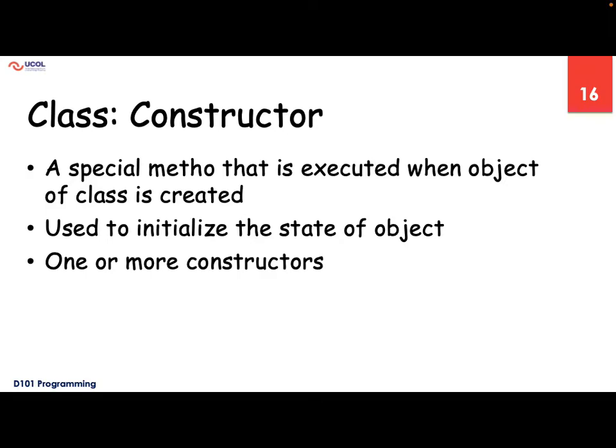So one or more constructors: just like method overloading, we can have constructor overloading, again based on the number of parameters, the type of the parameters, or the order of the parameters. The same rules apply that we studied last time for method overloading. We can do constructor overloading because it is a method. It means that we can have multiple constructors inside the class.